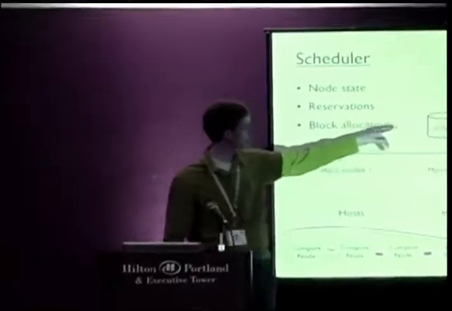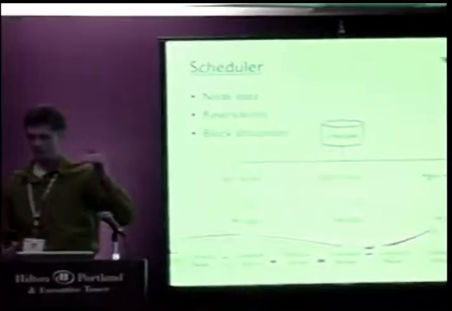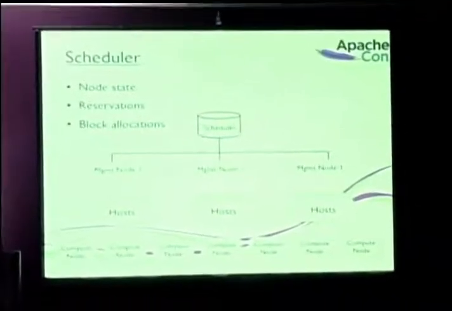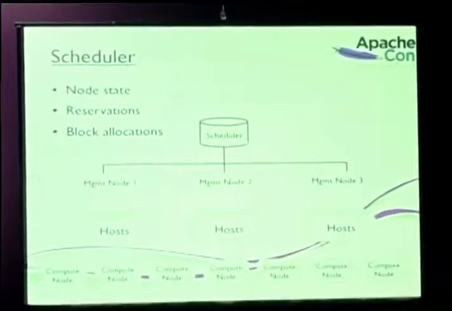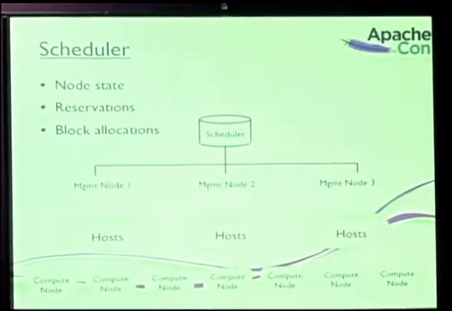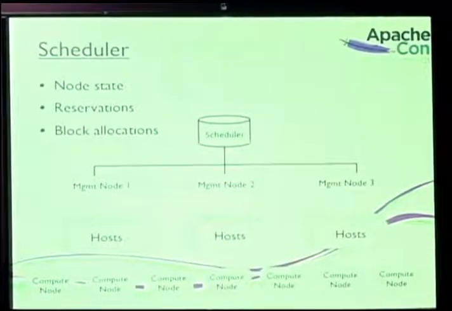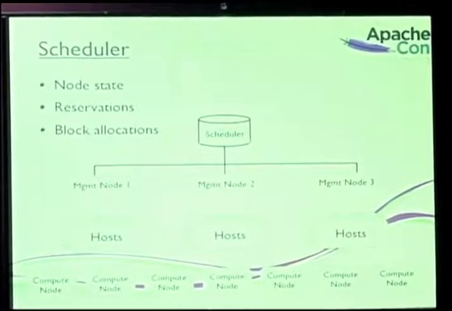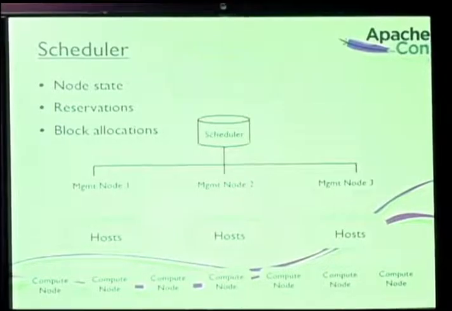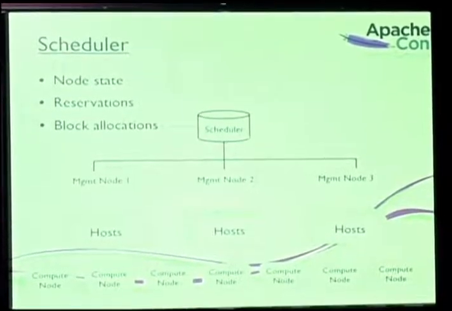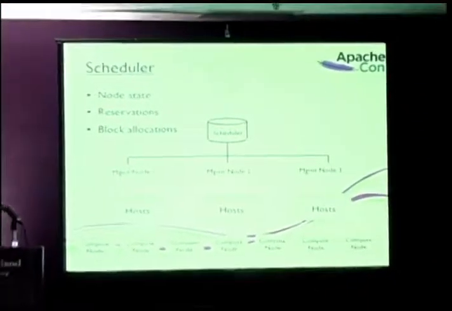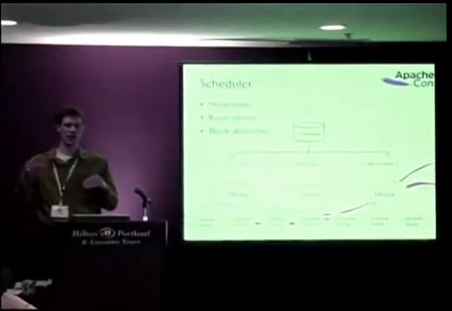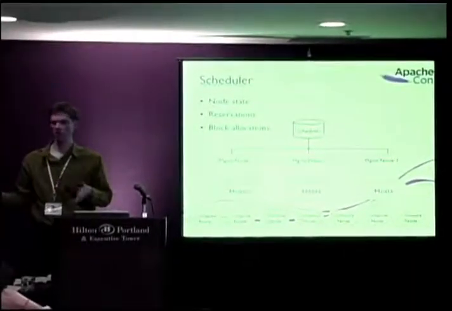Down here again, we have the scheduler, which monitors the state of all of these nodes. It controls and makes sure that any new reservations can fit into the system and be available when the user wants them. And it also handles and manages these larger block allocations.